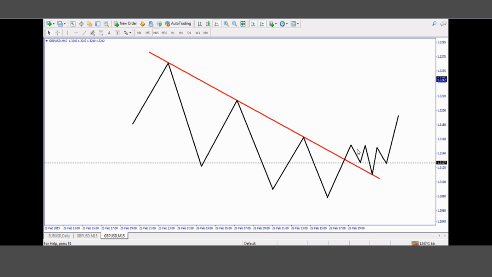Normally it does not happen exactly the way I've drawn it. It may be just one retracement. Sometimes it can be two, sometimes it can be three. But ensure you get a base after the breakout. This is the breakout.